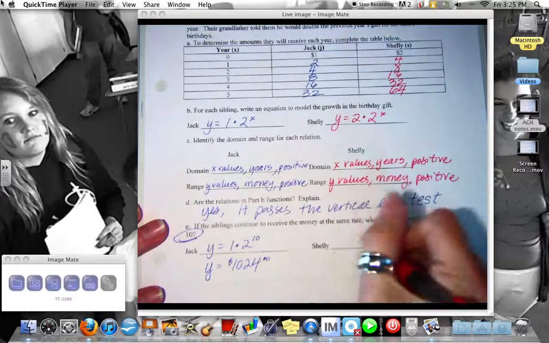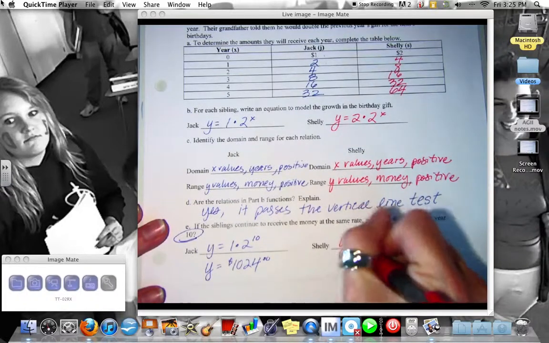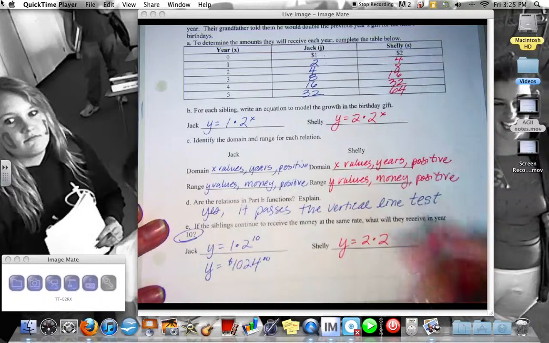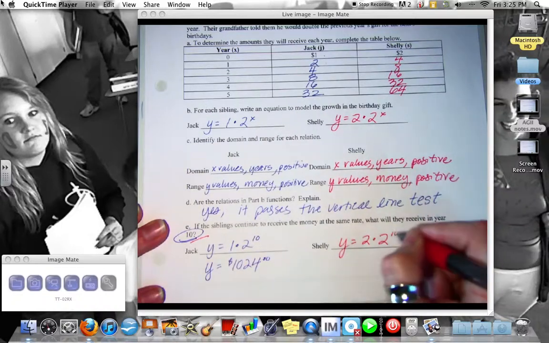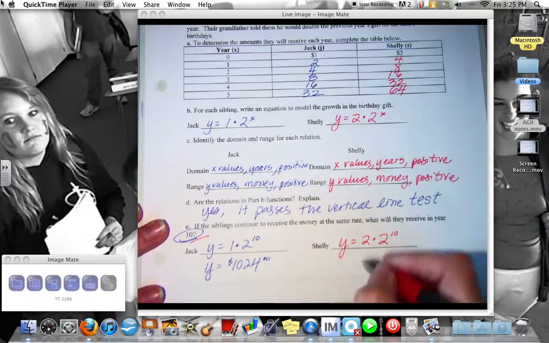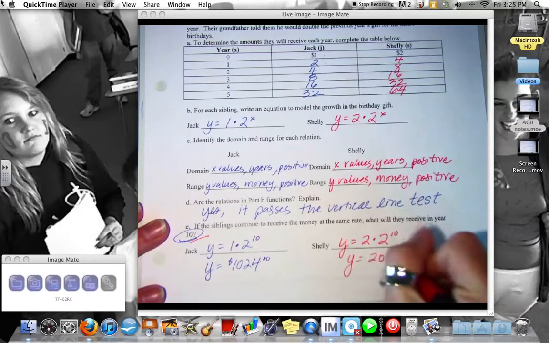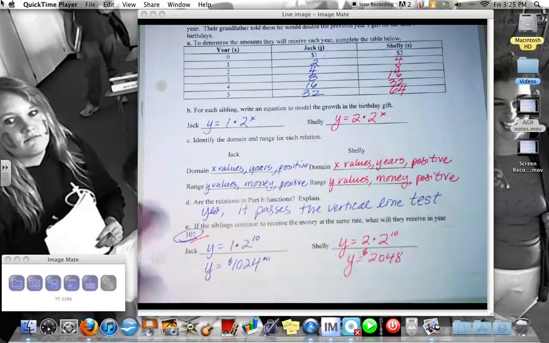For Shelley, y equals 2 times 2 to the, again, year 10, so we're raising it to the 10th power. So y equals 2 times 2 to the 10th power, which gives us $2,048.